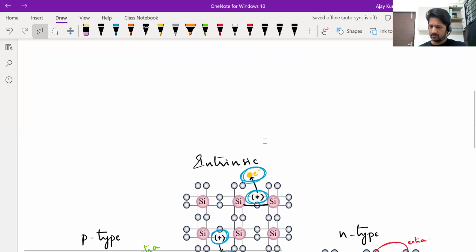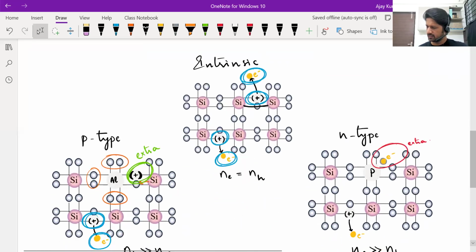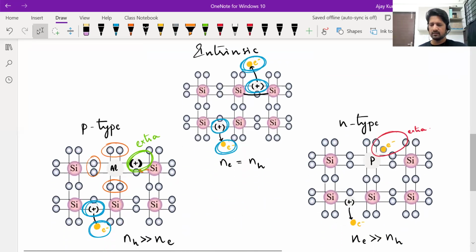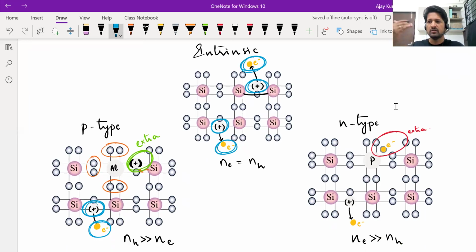And these are the different types of semiconductors. Intrinsic. In intrinsic semiconductors, what happens? Whenever an electron leaves the valence band and enters the conduction band, a hole will be left behind. So you will find something called electron hole pairs. In intrinsic semiconductors, however many electrons leave the valence band and jump into the conduction band, that many holes will be created. So the concentration of electrons will be equal to the concentration of holes in intrinsic semiconductors.